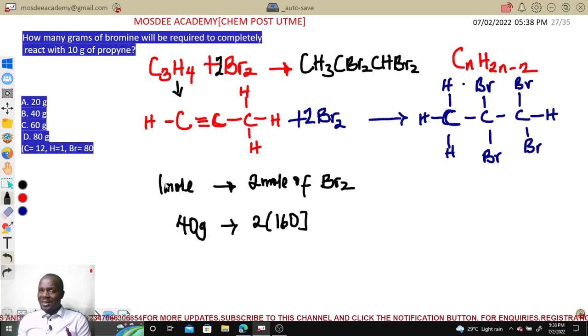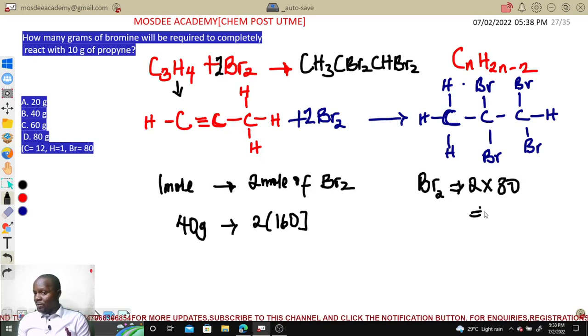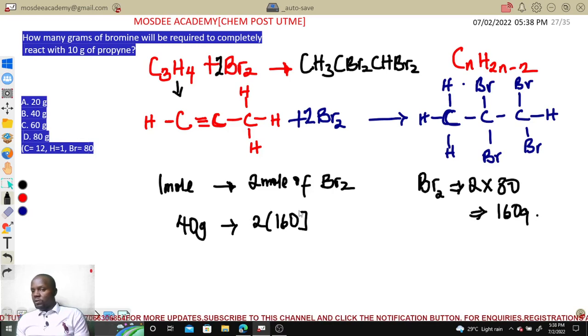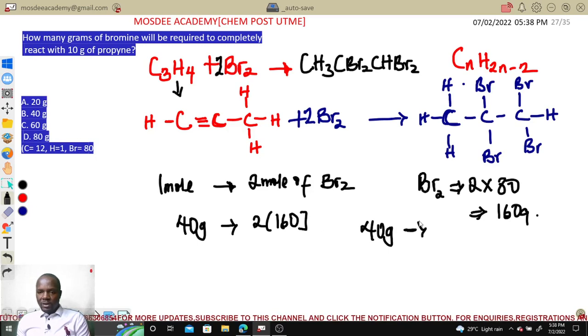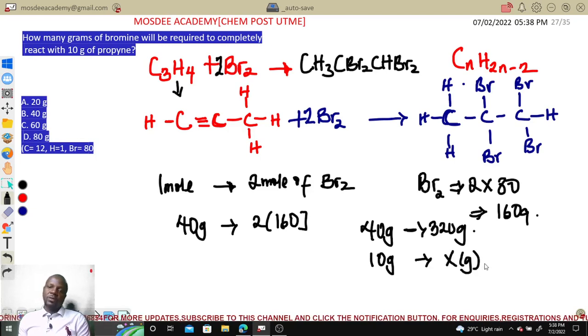I hope students understand that. Br is 80. Br2 is 2 times 80. Molar mass should not be a problem for you if you want to be a good chemistry student. This is the molar mass of Br2, 160 gram. So now 2 moles of it is 2 times the molar mass. So 40 gram of propyne reacts with 320 gram of bromine. So they ask how many gram of bromine will react with 10 gram of propyne? We now require X gram, the way your teacher solved in your junior class.